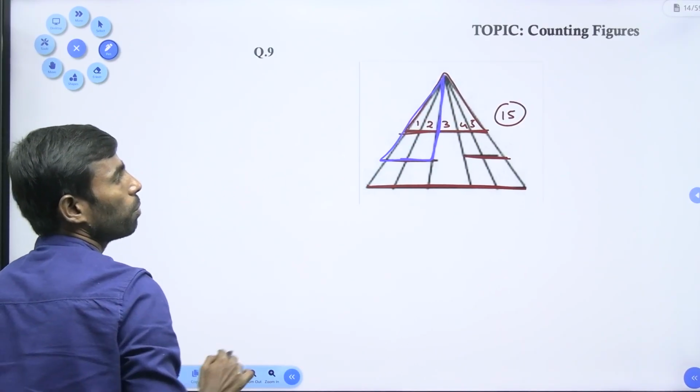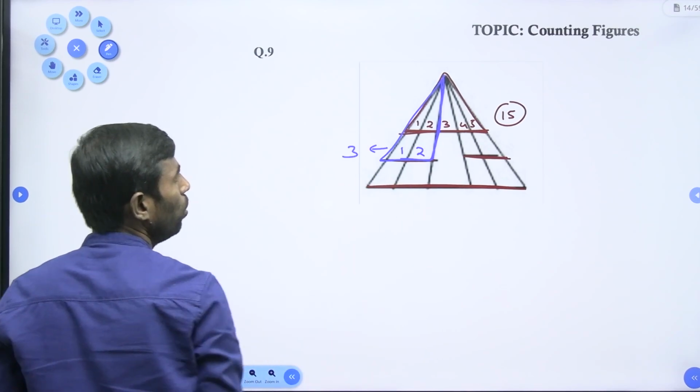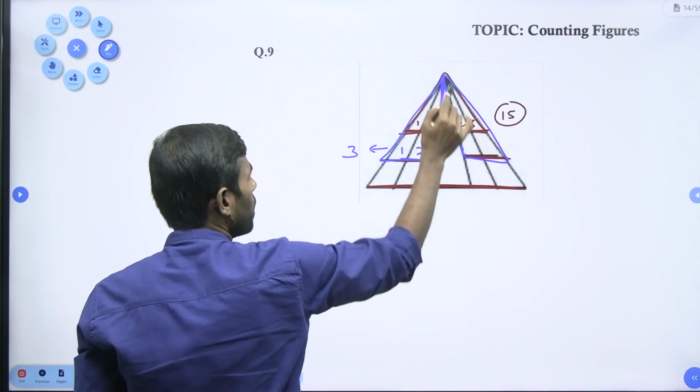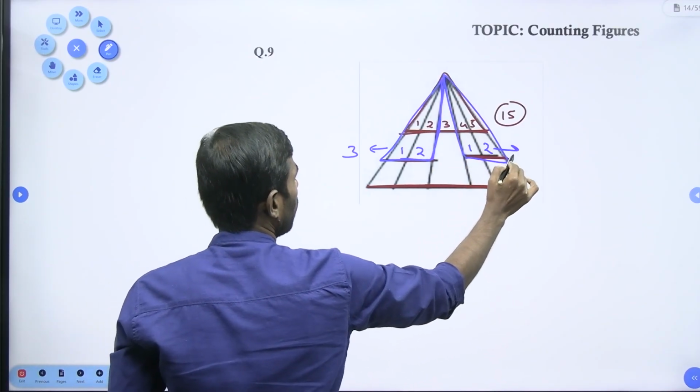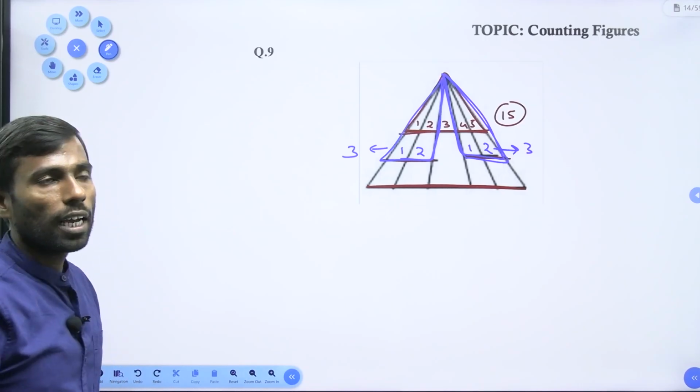Now, coming to this part. How many triangles are there? 1, 2. Total 3. 1, 2. Total 3. Now, for this part separately, 1, 2. Total 3. For this part separately, we have to count. For that, 3 triangles are there.